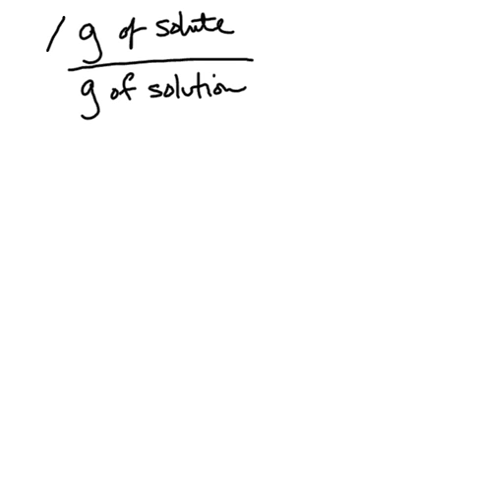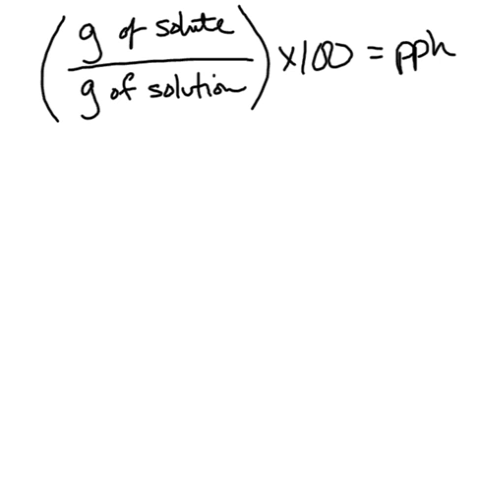Now, I take that and I times it by 100, and that would give me parts per 100. If I wanted to solve for parts per million, instead of 100, I would put a million here. So if I wanted this to be a million, that would give you parts per million. So just keep that in mind.